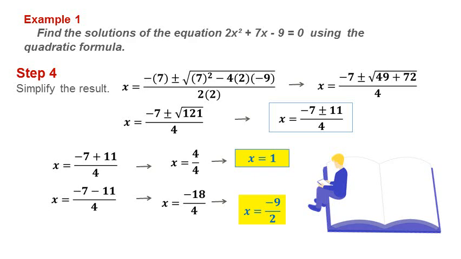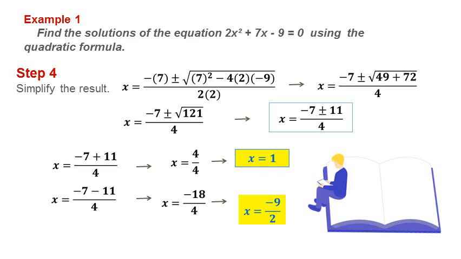Then, it will become x is equal to negative 7 plus or minus 11. Where do we get 11? The square root of 121 all over 4. So we have now the roots. X is equal to negative 7 plus or minus 11 over 4. So we have x is equal to negative 7 plus 11 over 4. Then x is equal to 4 over 4 because negative 7 plus 11, we have a positive 4. So 4 over 4, we have x is equal to 1.